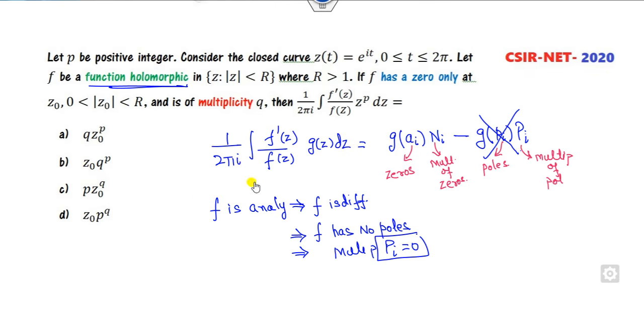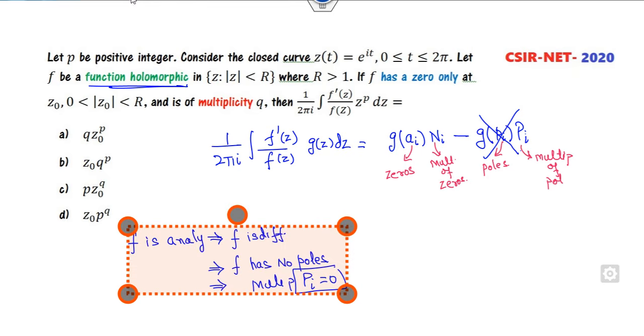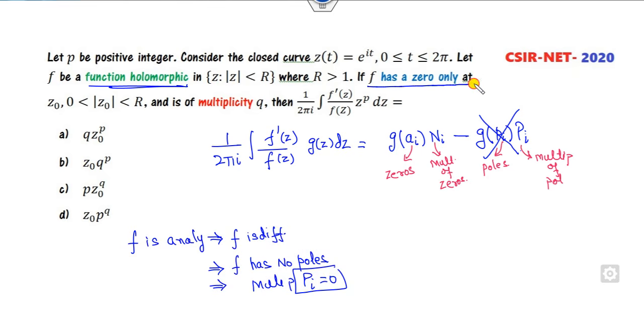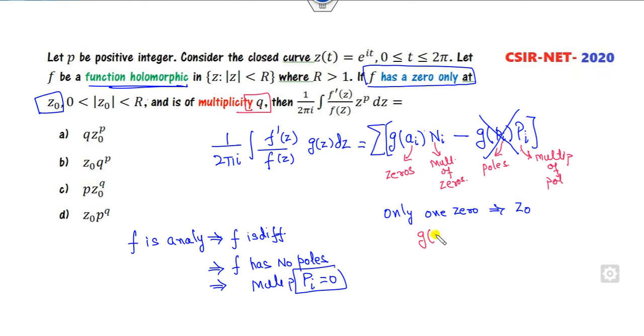Now the remaining part is the number of zeros. So look at this number of zeros. f has only one zero, at z0. So there is only one zero, and that zero is z0. If it has a multiple zero, then you can write it as a summation of this. What is the multiplicity of the zero? It is q. So this is g of z0, and the multiplicity of this zero is q.